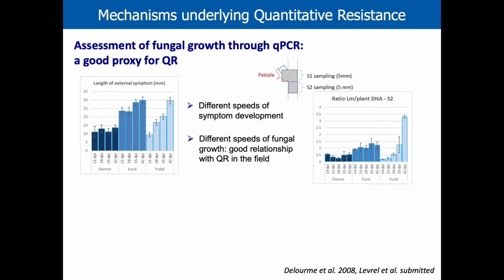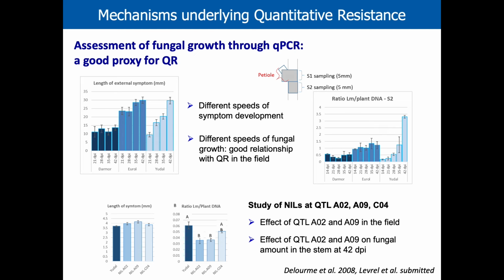its field behavior. We applied this method to near-isogenic lines that were derived from the DY population. Through backcrosses, near-isogenic lines with a single Darmor QTL in the Udall genetic background were obtained. We had previously evaluated these near-isogenic lines in the field in different locations. This showed a significant effect of A02 and A09 QTL.